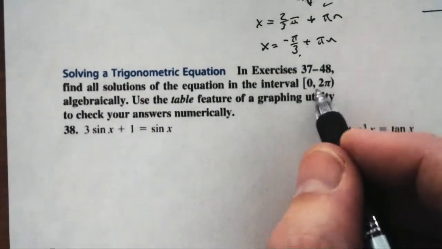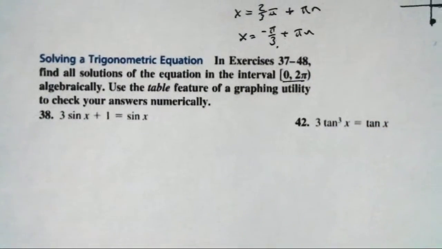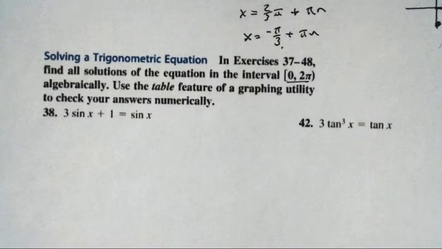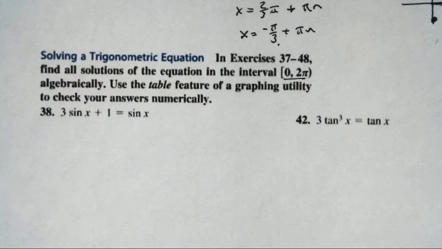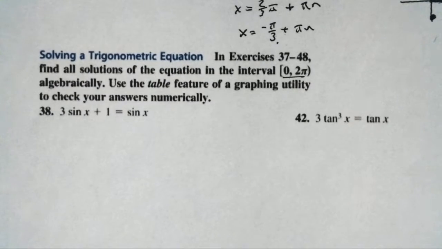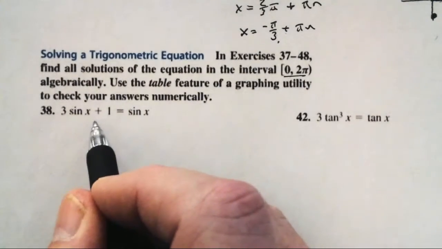And once again, we're always going to go back and read that really carefully, because here we are back to just 0 to 2 pi. Then they say use the table feature of a graphing calculator. We'll do that on some, but not on all. Use the table feature of a graphing calculator to check your answers, but find all solutions to the equation from just 0 to 2 pi algebraically.